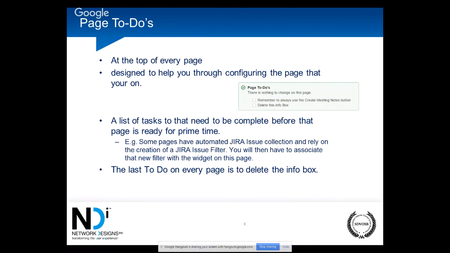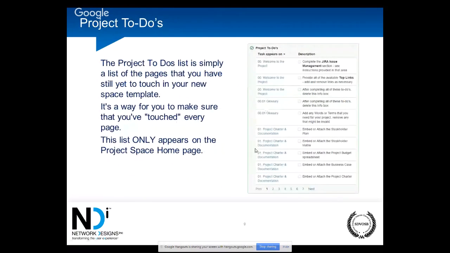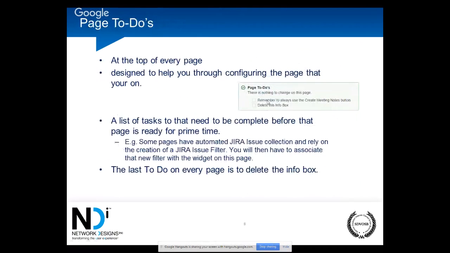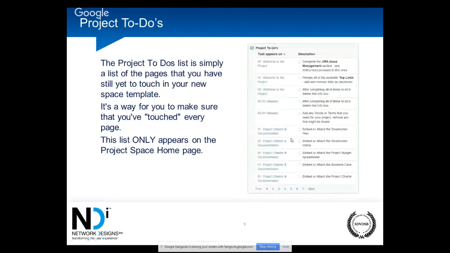So at the top of every page, these page to-dos just show up just like this, and they tell you exactly what to do on this page to customize it for your project's needs. The last to-do on every single one of these is delete this box. So that shows you the kind of content that's in here. It's only for the purposes of creating your project space and customizing it for your project. And then the project to-dos is all of these page to-dos rolled up into one list.